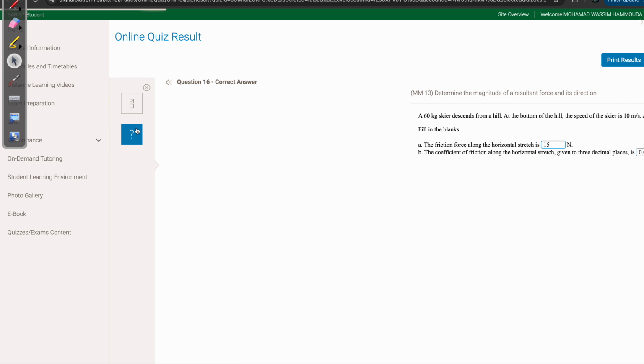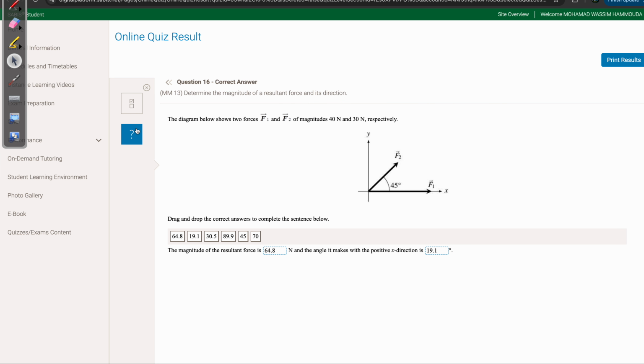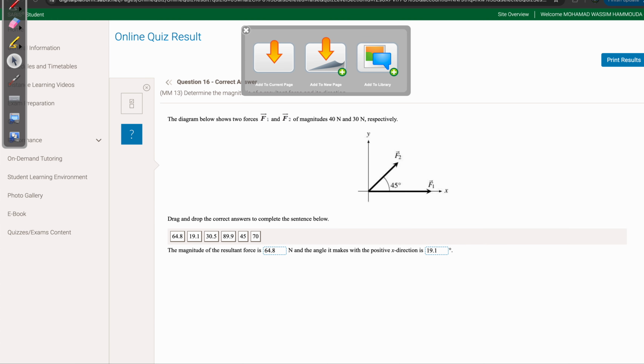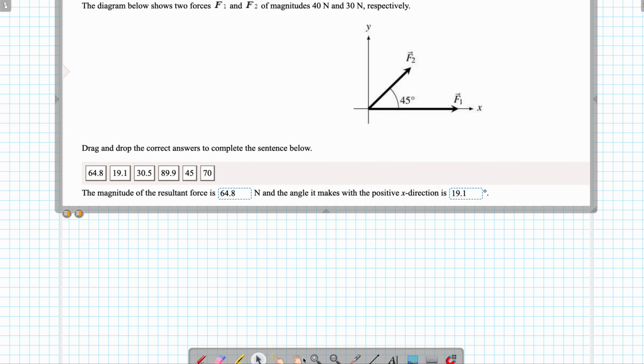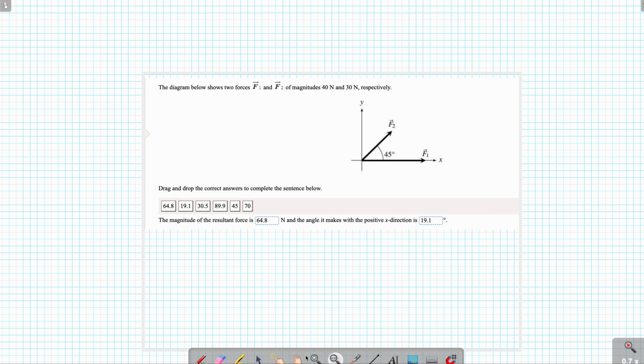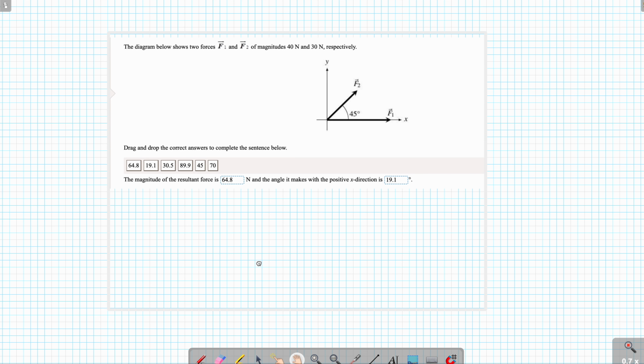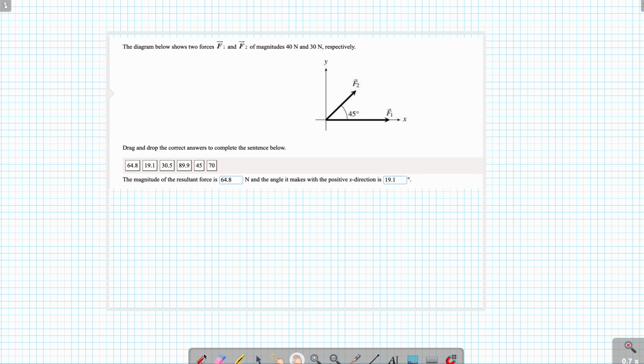Last and final question for today's video. The diagram below shows two forces, F1 and F2, of magnitudes 40 and 30 respectively. Now this is hard, but we're going to need to relate it to vectors. Let's do the free body diagram so we can... actually, there is no need to. We can just do it on here.